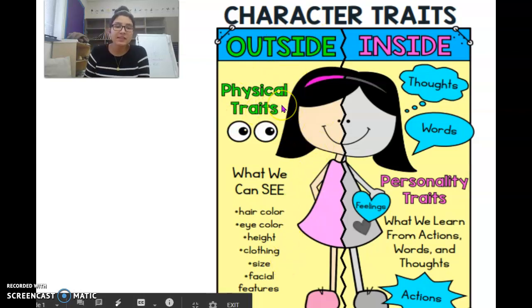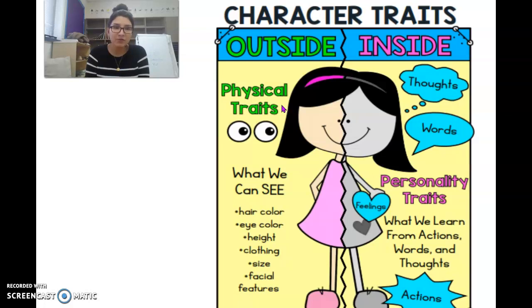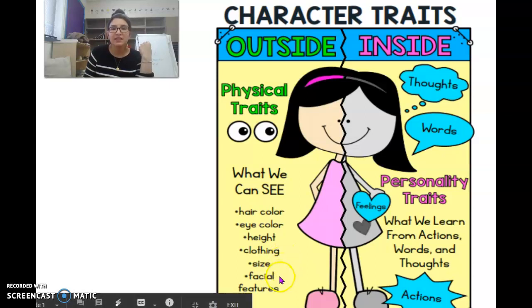Outside is physical traits. Can you say that? Physical traits? Physical traits is what you can see, okay? So what can we see? We can see hair color, eye color, height, clothing, size, facial features, okay? So let's use this little girl as our example.